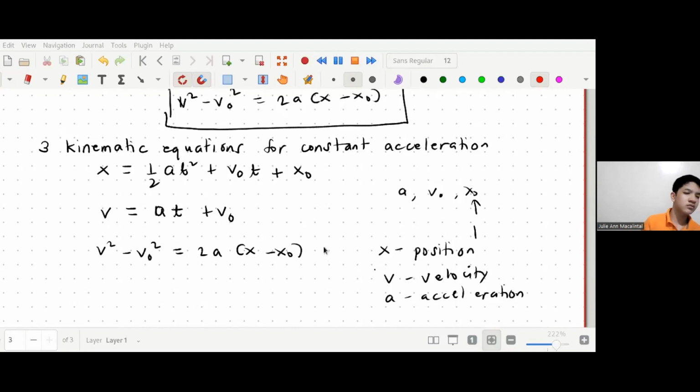So, balik tayo sa problem. Tapos, using the given and using the first equation for position versus time, find what the constants A, V naught, and X naught are.